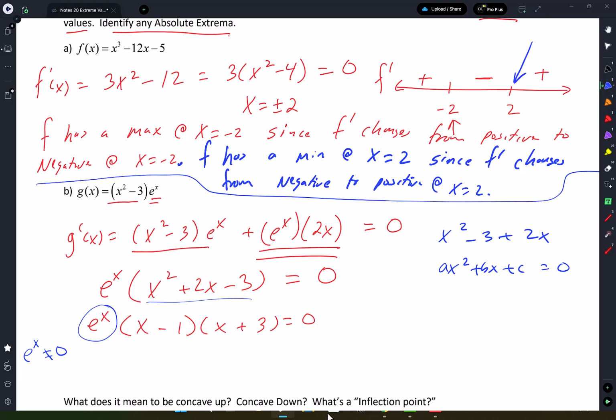All right, here are my two values where this is 0. X equals 1, x equals -3. I do a railroad track. I call this f prime. This is actually a sign chart, but I call it a railroad track. 3 and 1.